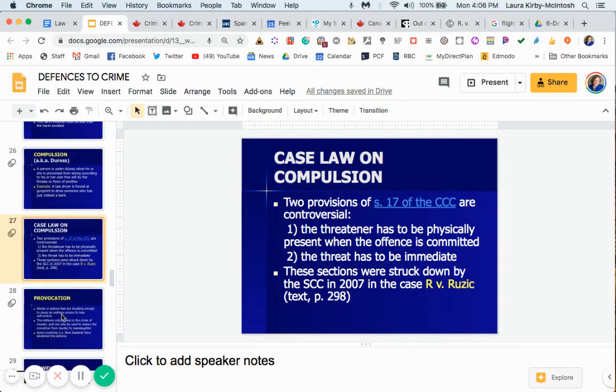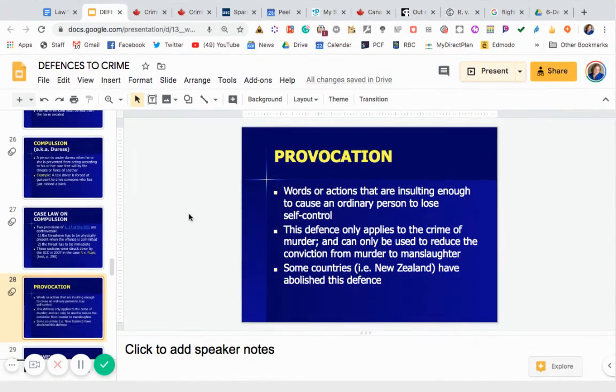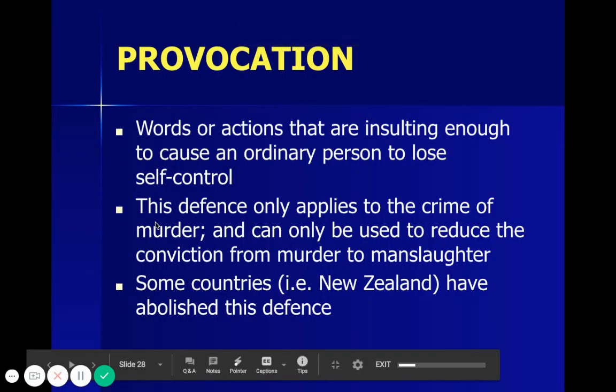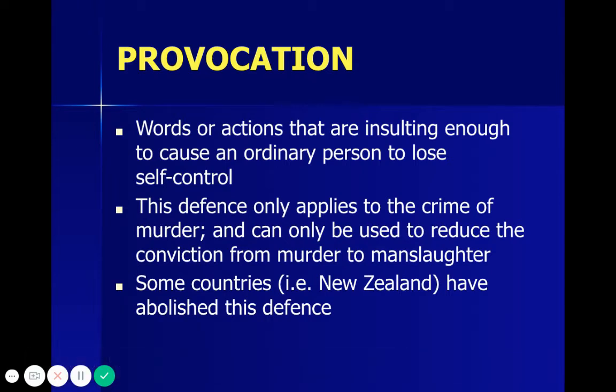Anyhow, let's move on to one of the last few defenses. There's the defense of provocation. So this is when somebody says words or commits actions that are so insulting and so inflammatory that an ordinary, reasonable person would lose self-control. In some cultures, this is easily accomplished by insulting someone's mother. You do that, you're getting punched.